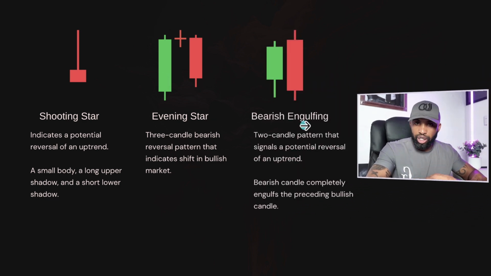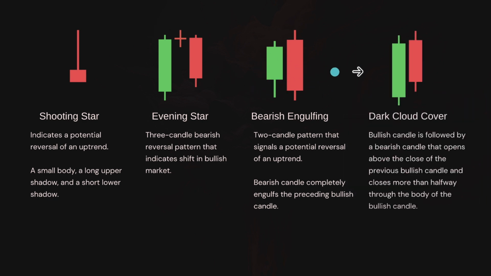Next, we have a bearish engulfing, opposite of a bullish engulfing. It's a two-candle pattern that signals a reversal. It occurs when a bearish candle completely engulfs the previous bullish candle. Next, dark cloud cover. A dark cloud cover pattern is a bearish reversal pattern that occurs when a bullish candle is followed by a bearish candle that closes more than halfway through the body of the candle.